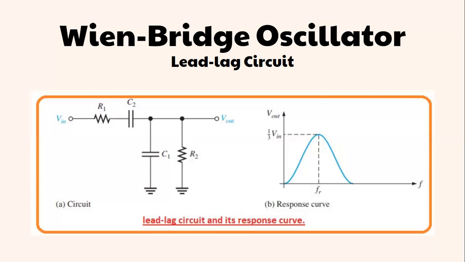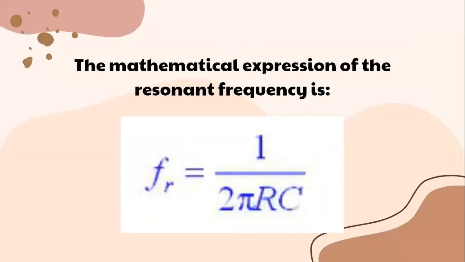So, next is the formula of the Wien-Bridge oscillator, which is the mathematical expression of this resonant frequency: resonant frequency equals 1 over 2 pi RC. For more explanation, the lead-lag circuit in the Wien-Bridge oscillator has the resonant frequency for which the phase shift in the circuit is 0 degrees and the attenuation value is 1 over 3, or 1/3.